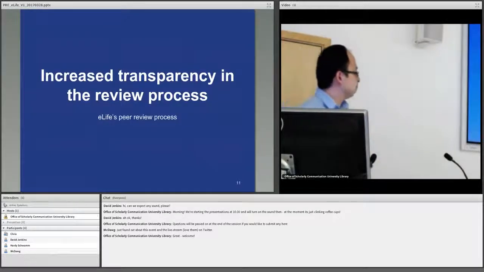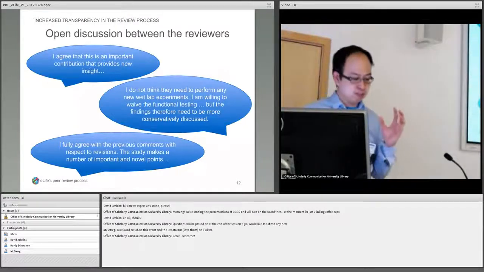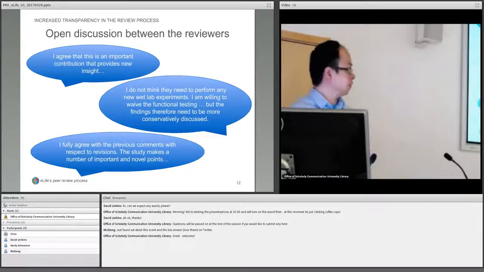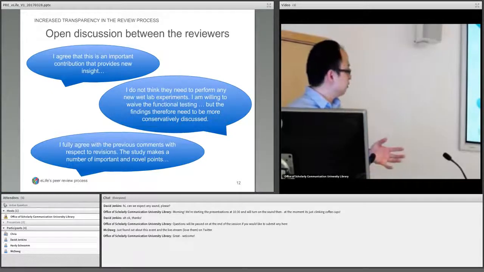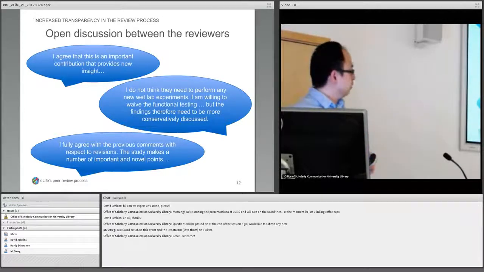So how are we trying to innovate? By increasing transparency in the peer review process. One of the most interesting parts of the peer review process at eLife is the open discussion between reviewers. After the reviewers have submitted their independent reviews, we will have a consultation session where they can discuss each other's concerns. Within this consultation session, their identity will be revealed so that they're no longer anonymous. This also helps in the sense that their comments will be more constructive and more helpful, hopefully, through the fact that they know each other.